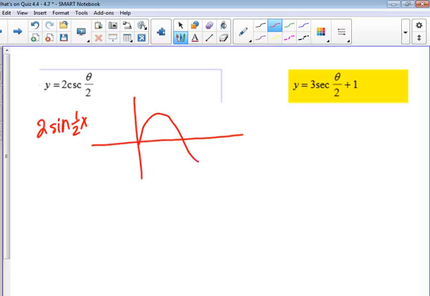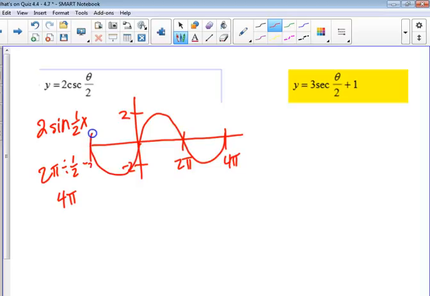So a sine graph that has an amplitude of 2 and a period of what? 2 pi divided by 1/2 would be 4 pi. We okay? So this would be 4 pi. This would be 2 pi. If we went over here, it would be negative 2 pi. So where should this graph have asymptotes?